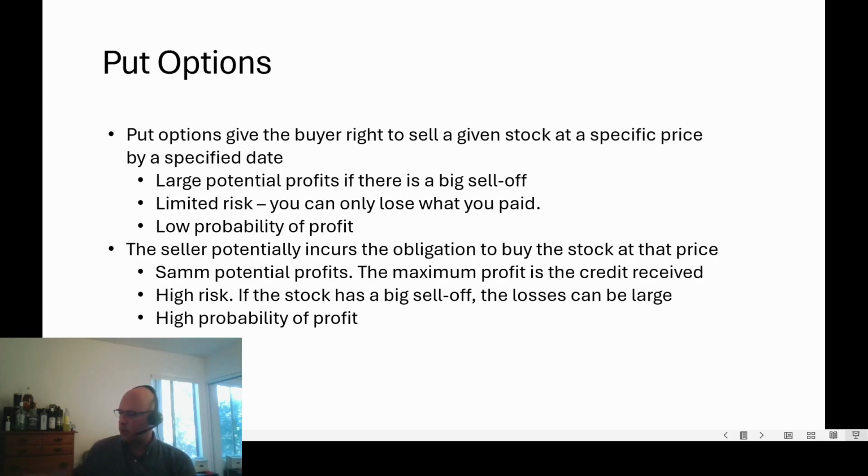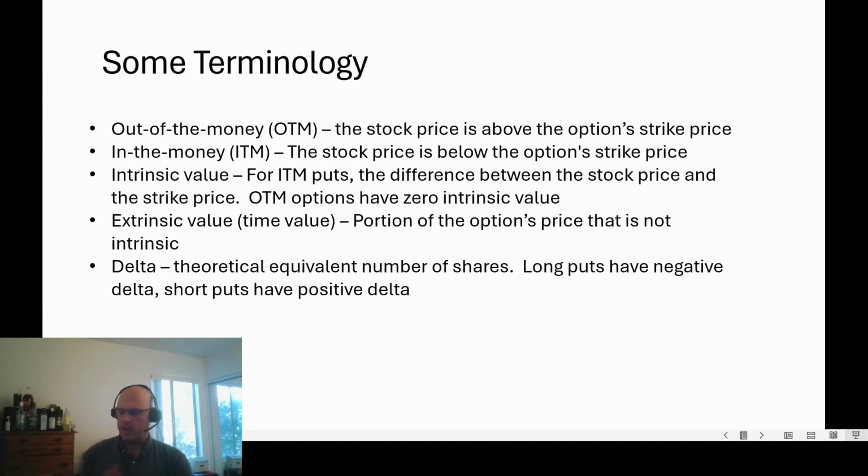So let us go on now to some definitions that we'll use, and then in a second we'll switch over to the trading platform and talk about what this means in practice.